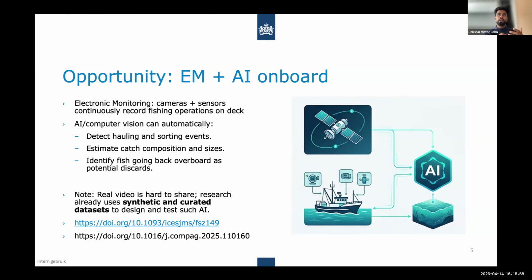But again, it's also important to note that you would not be able to look at any of the video footage because of the rules and regulations, the GDPR rules. We would not be allowed to share. I think only enforcement would be able to look at it. But research has also proven that you could use synthetic and curated data sets. It's not that hard to create. We have a bunch of data sets that you could already use.